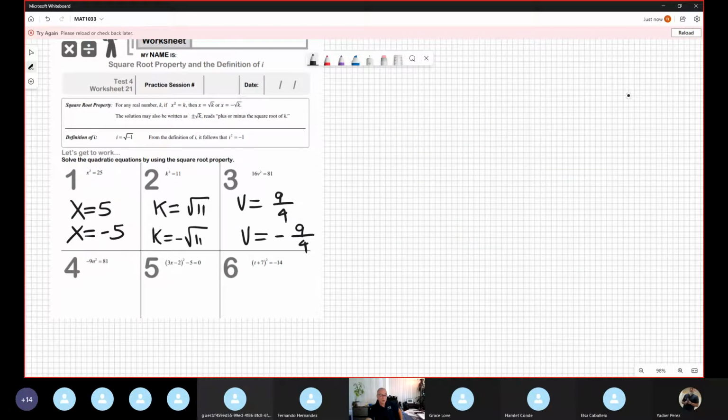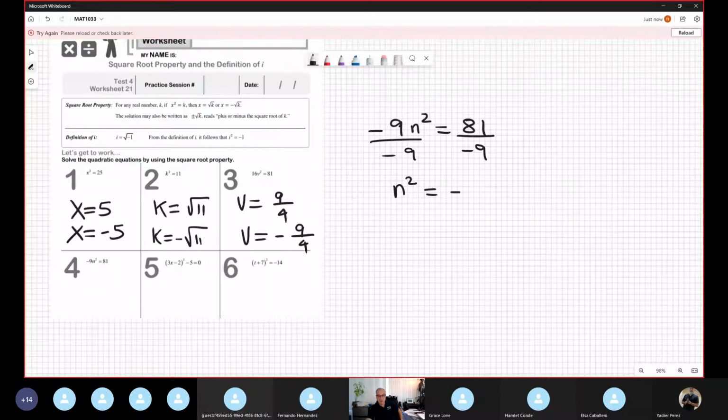Okay, now number 4 is weird. It's negative 9 m squared equals 81. Okay, it's similar. You isolate the variable m squared, dividing by negative 9 on both sides. m squared is equal to positive 81 divided by negative 9, negative 9, no? Because 9 times 9 is 81.